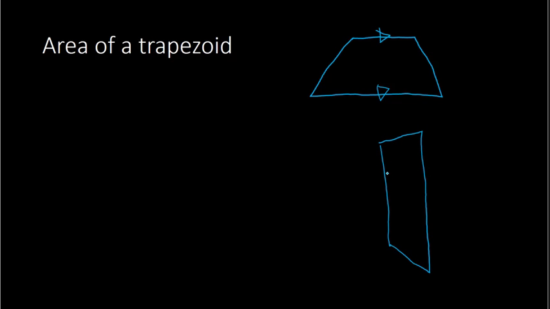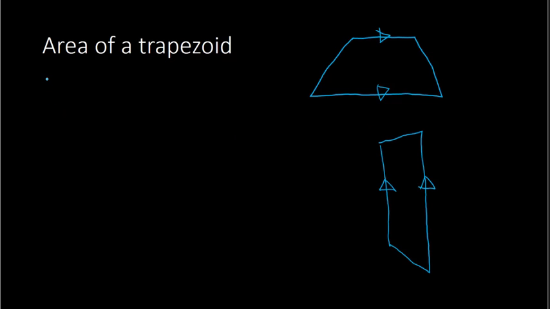So a trapezoid, by definition, is a shape that has one set of parallel sides. So it could look something like this, where we have the top and bottom being parallel. Or you could have it rotated, something like this, where now the sides are going to be the parts that are parallel.